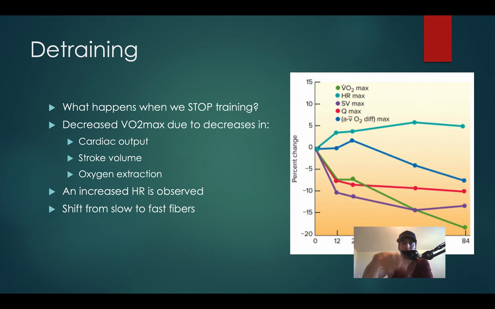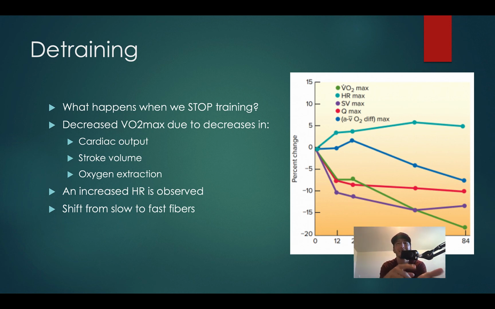So let's flip the script all the way around. What happens when you stop training? What happens with detraining? Well, basically flip everything, right? We have a reversibility here. We have a detraining thing that can occur. Essentially, everything is going to decrease. Our AVO2 max is going to decrease. Our VO2 max is going to decrease. Our stroke volume max is going to decrease. Our cardiac output max is going to decrease.